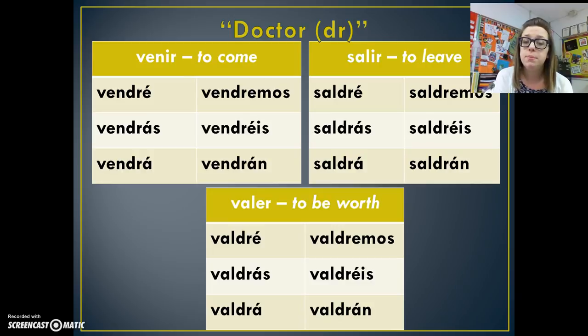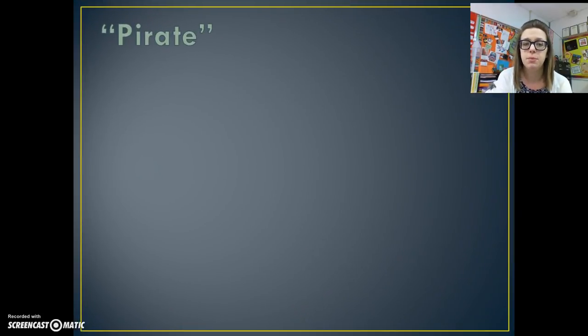The last one that belongs to this group is valer, which means to be worth. The yo form of valer is valdré, tú valdrás, él valdrá, nosotros valdremos, vosotros valdréis, and ellos valdrán. Now we've come to our last group, which are the pirate verbs.